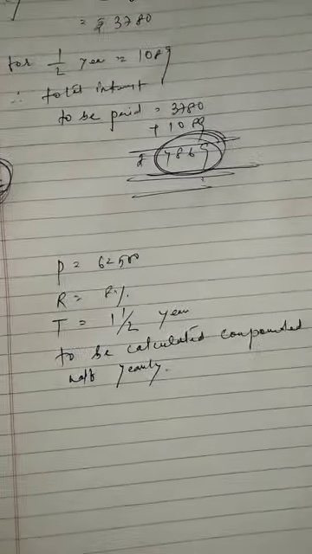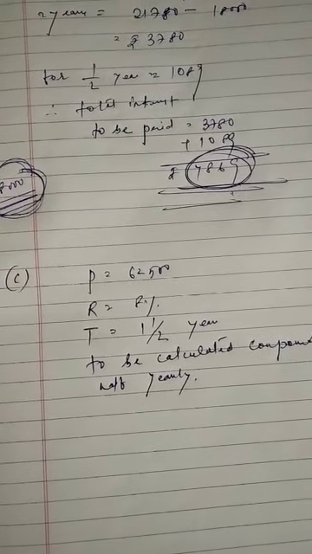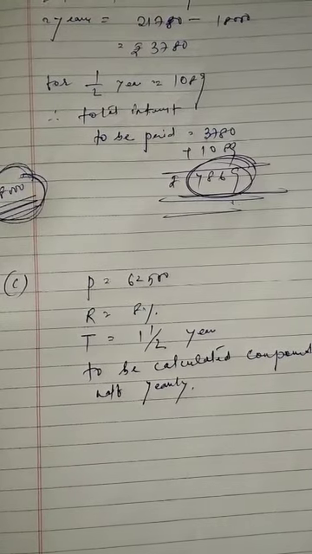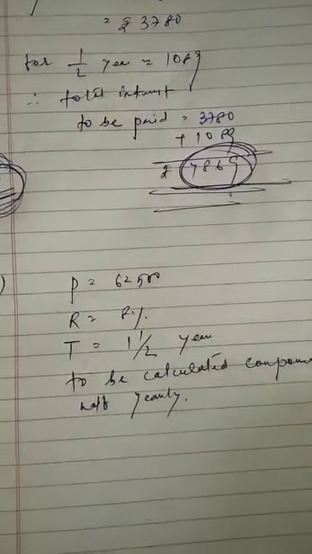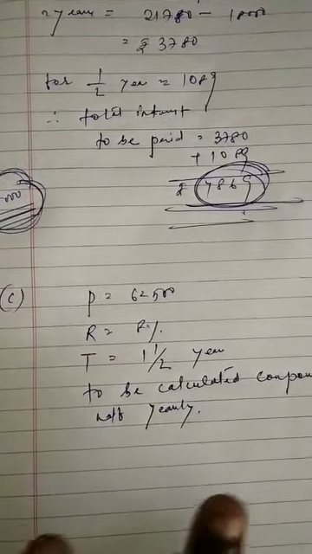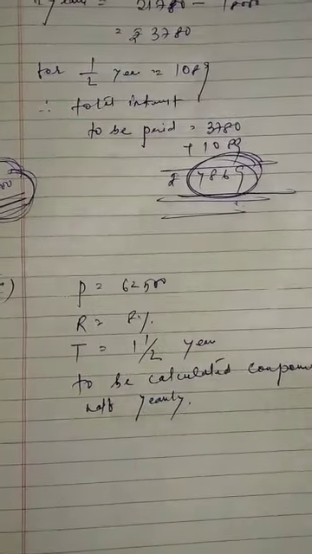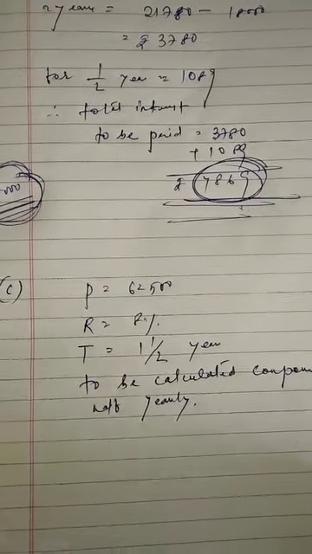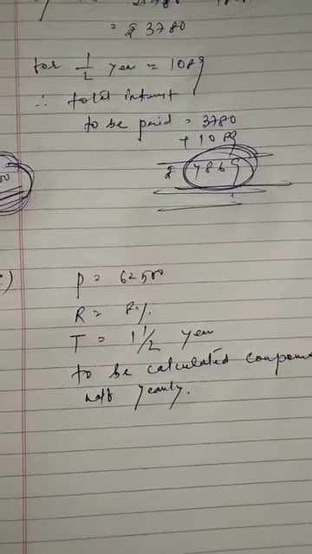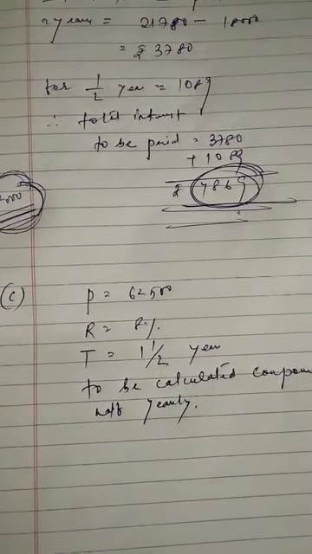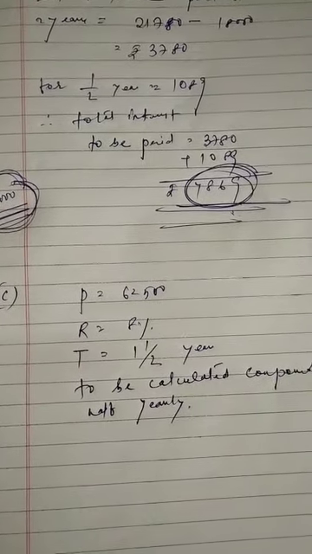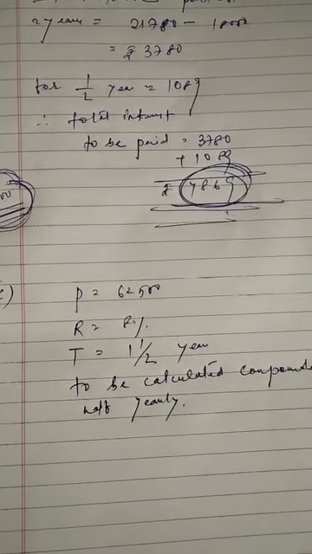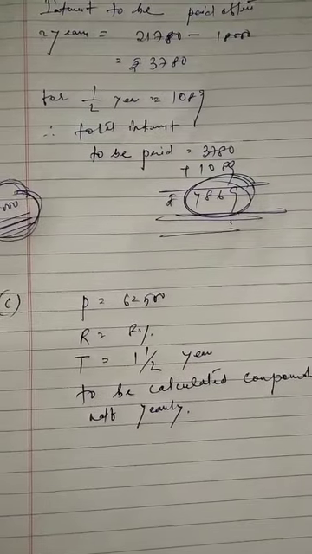Children, principal is 62,500 rupees. Rate of interest is 8%. Time was 1.5 years. Everything is just like question B, which I've explained right now. The only difference is this is to be calculated half yearly. Now the question is, how do we calculate if we're asked to compound half yearly? This situation is slightly different from the previous question.